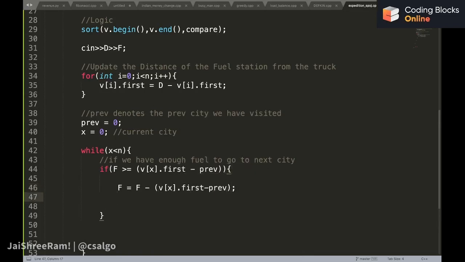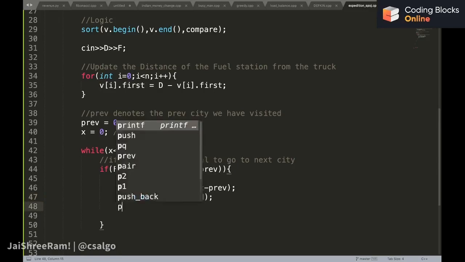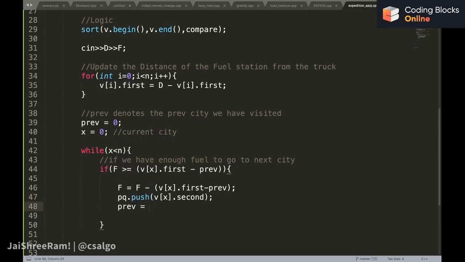Okay, so this reduces the capacity of the truck, and since we reached the next city or the next fueling stop, to our priority queue we will add that fuel stop. So I can say priority queue dot push v of x dot second. That will add that particular fueling station to my priority queue, and now my previous will also get updated. So previous will be v of x dot first.